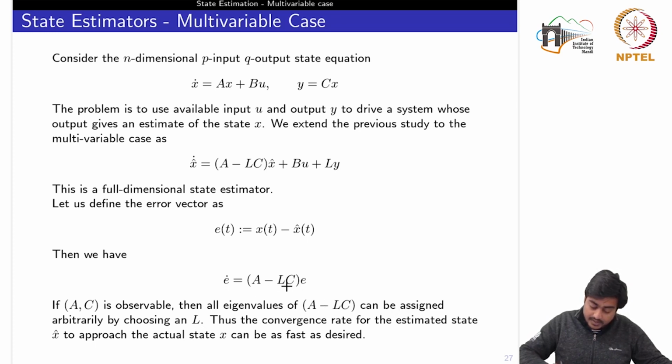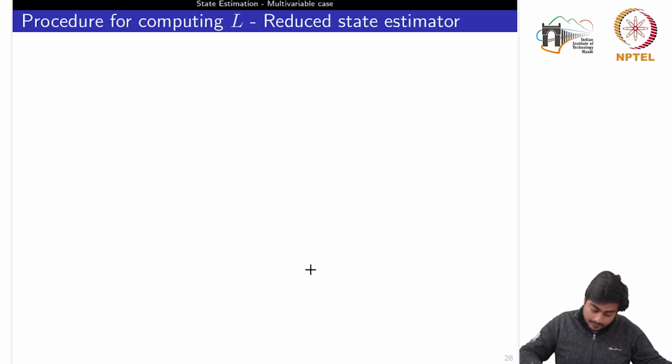If this pair A, C is detectable, then although we cannot put the eigenvalues of this matrix arbitrarily, we can still ensure the stability of this matrix so that the error dynamics will approach 0. So the full order design would remain the same. There is a slight change in the reduced state estimator, which we can see. We won't be discussing the design procedure of the full order state estimator, which you can do by using either method, that is eigenvalue assignment or the Lyapunov equation method. So here we would see the reduced state estimator.